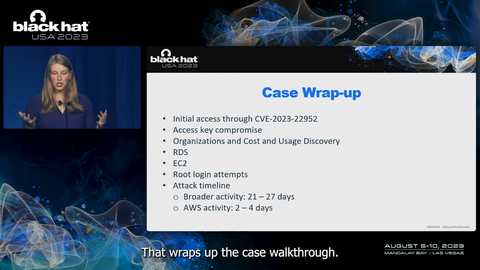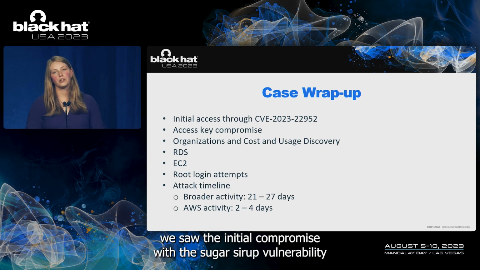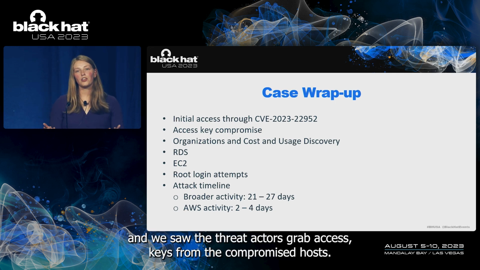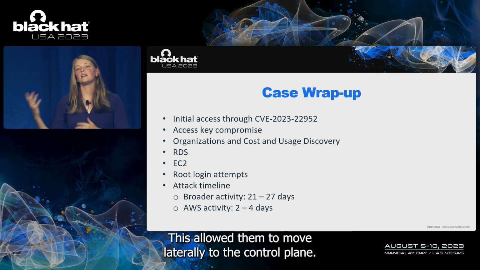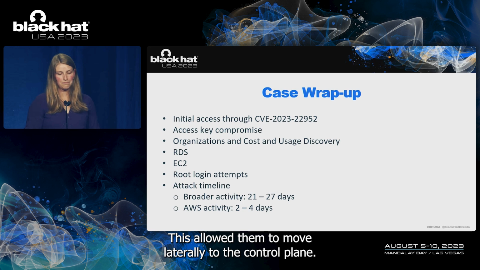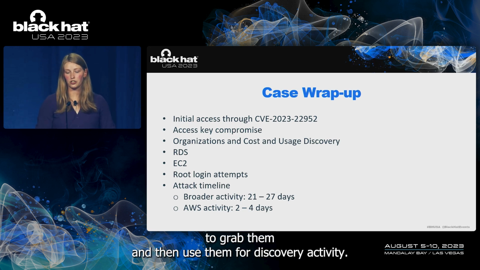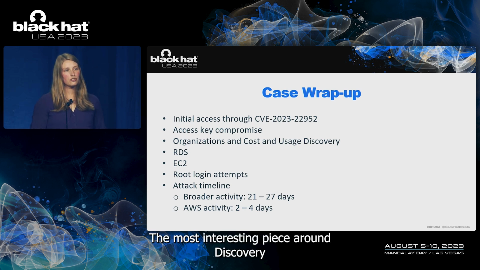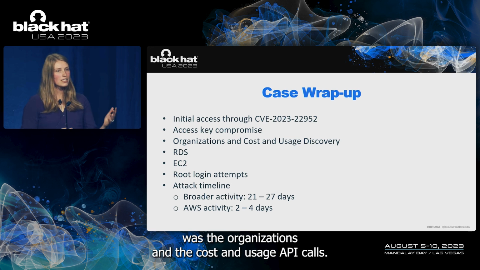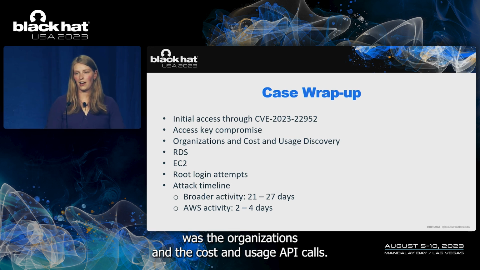That wraps up the case walkthrough. At a high level, we saw the initial compromise with the SugarCRM vulnerability, and we saw the threat actors grab access keys from the compromised hosts. This allowed them to move laterally to the control plane. These keys were stored in plain text, so super easy for the threat actors to grab them and then use them for discovery activity. The most interesting piece around discovery was the organizations and the cost and usage API calls.